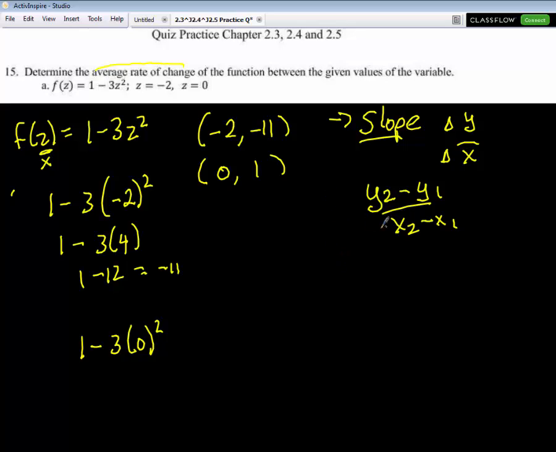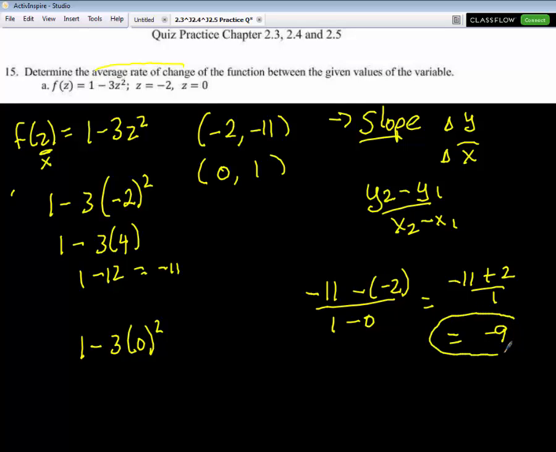So now I can actually plug in and find the average rate of change. All I'm doing is just taking, well, negative 11, and then plugging it in. So I'm taking negative 11 minus 1, and then negative 2 minus 0. So this would become negative 12 over negative 2, which is just negative 9. So my average rate of change is negative 9 for part A.